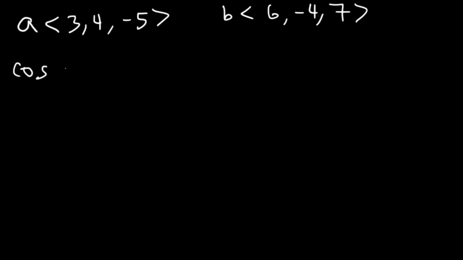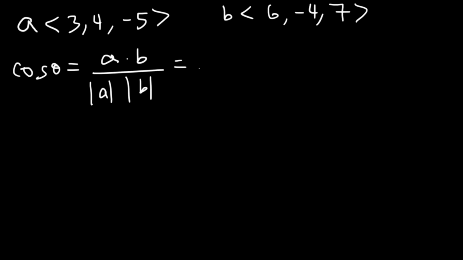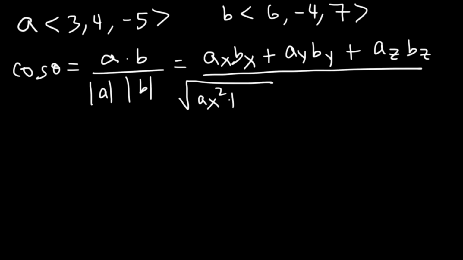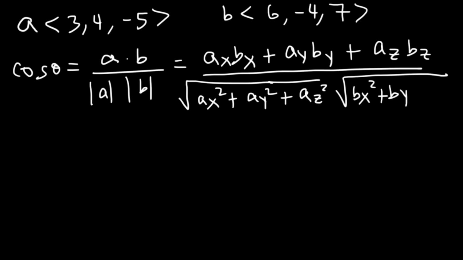So cosine theta is going to be the dot product of A and B divided by the magnitudes of A and B. So for a vector with three components, the dot product is going to be AX times BX plus AY times BY plus AZ times BZ divided by the magnitude of A, which is the square root of AX squared plus AY squared plus AZ squared, and then times the magnitude of B, which is BX squared plus BY squared plus BZ squared.